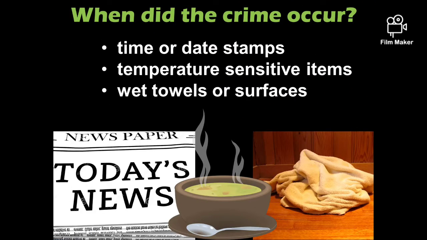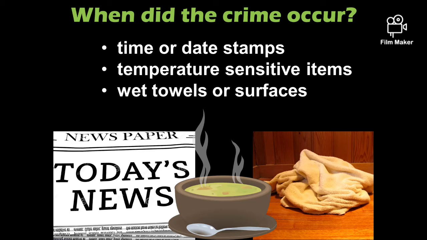In addition to looking for evidence that you can link to potential suspects, you should also look for things that can tell you when a crime occurred. Look for items with a time or a date. For example, if today's newspaper was brought into the house, then the crime likely occurred after that time.